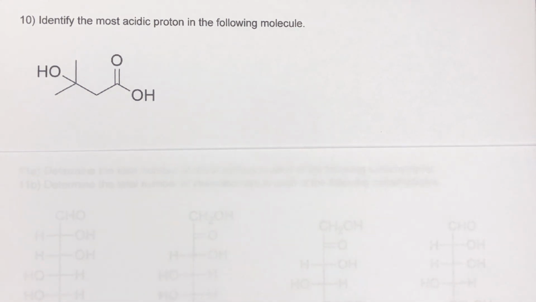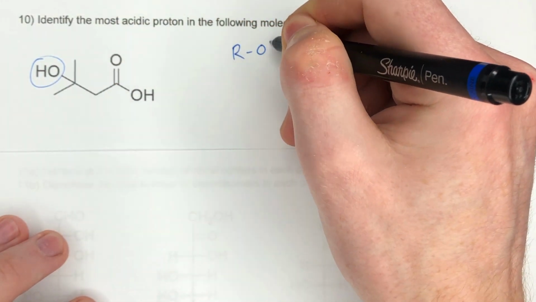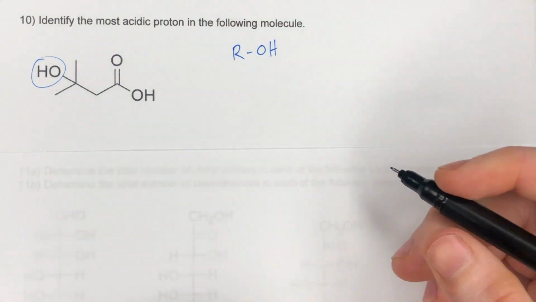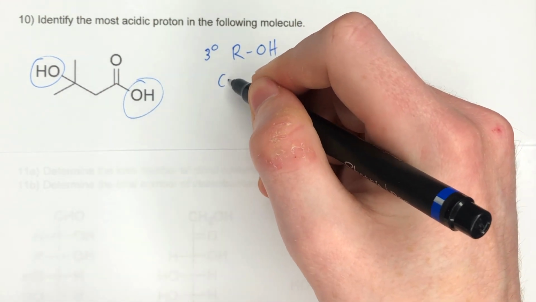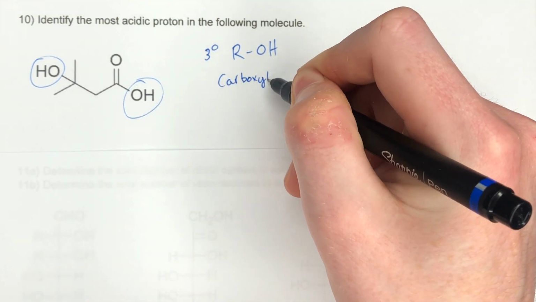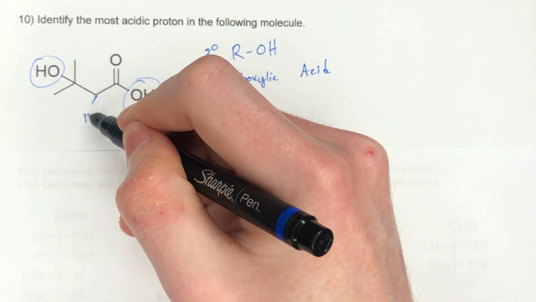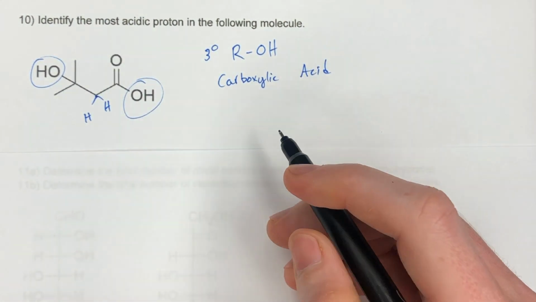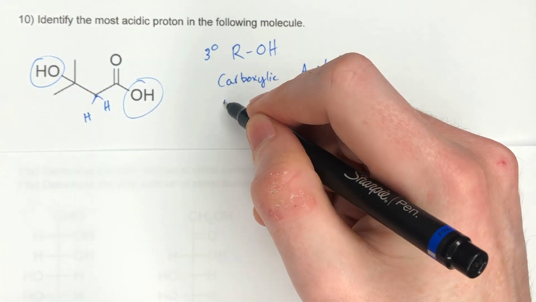Question 10 is identify the most acidic proton in the following molecule. We first need to look for hydrogens that would be reasonably acidic. Here we have an alcohol. This is ROH. Specifically, it's a tertiary alcohol. Then, of course, we have our carboxylic acid proton. And don't forget, we have these alpha protons that we just talked about in the last set of questions at least. So these are alpha hydrogens.